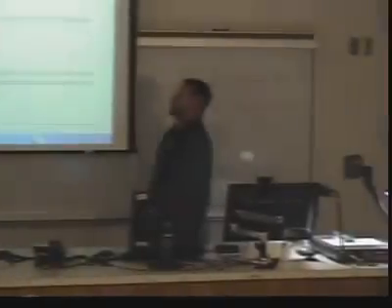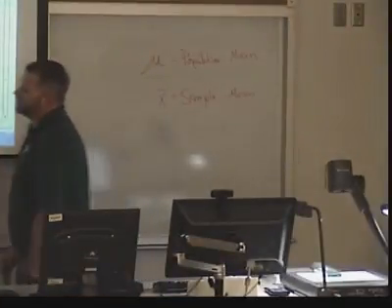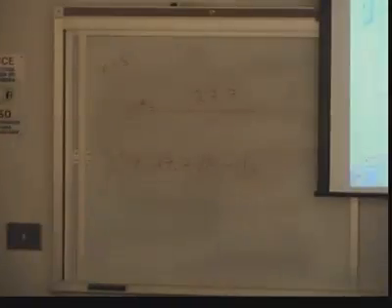The sample standard deviation, s, is defined as the positive square root of the sample variance, s squared. And we say the positive square root because it is possible for the variance to be a negative value.